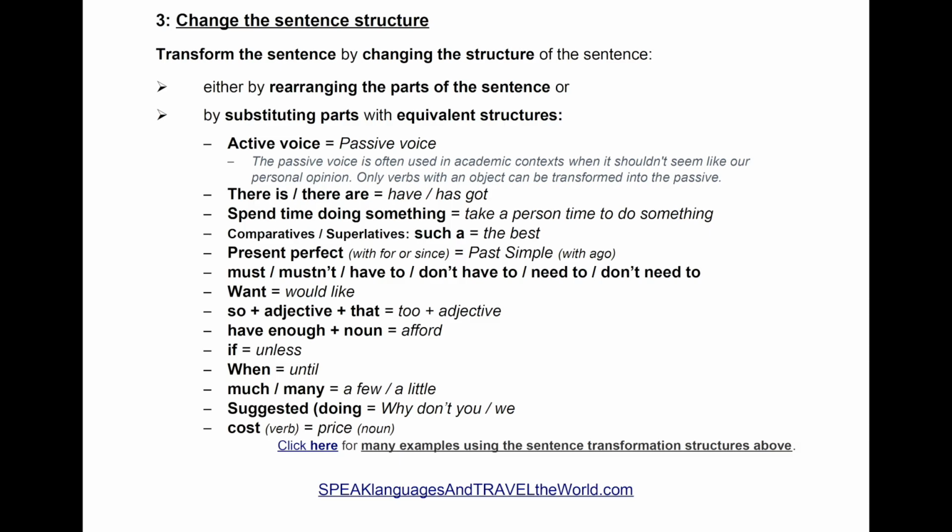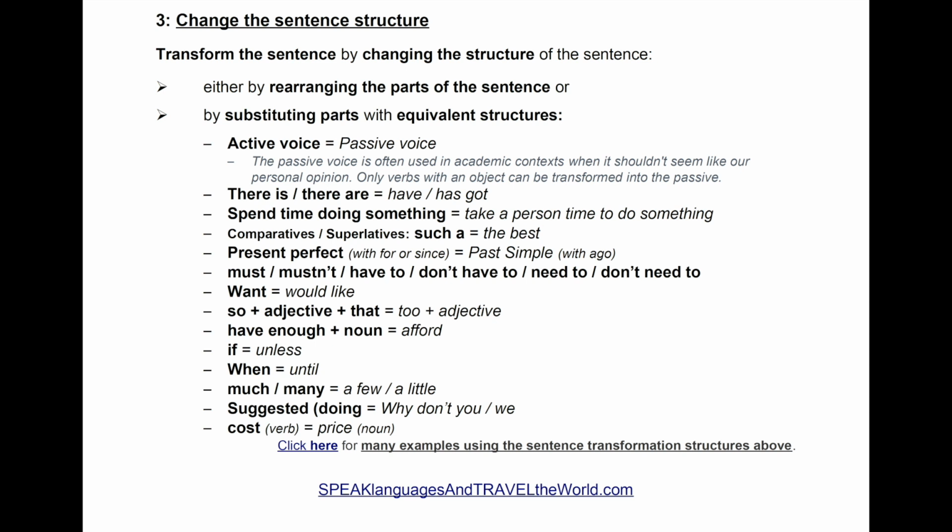The third thing to do is to change the sentence structure. So you can transform the sentence by changing the structure of the sentence, either by rearranging the parts of the sentence or by substituting parts with equivalent structures.